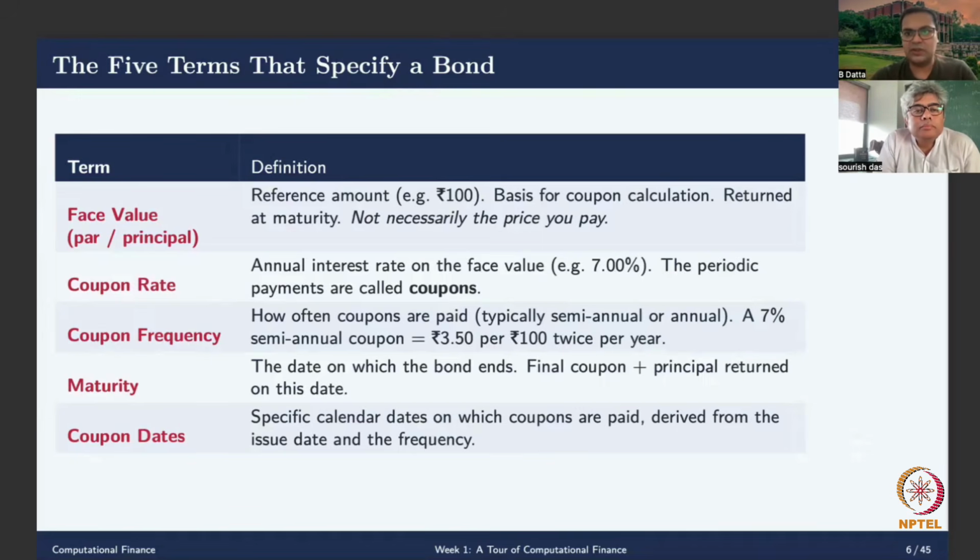You're also going to have maturity, which is the final period in which this payment is going to happen. So this is the date at which the payments end. And at that point, not only are you going to get the final coupon, but also the principal, which was the face value. And the coupon dates are the dates on which these coupons are basically going to be paid. And we'll see in the example immediately how this is tied to the issue date and frequency. Perfect. So let us now consider an example.